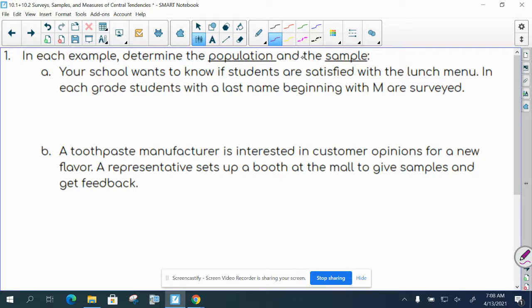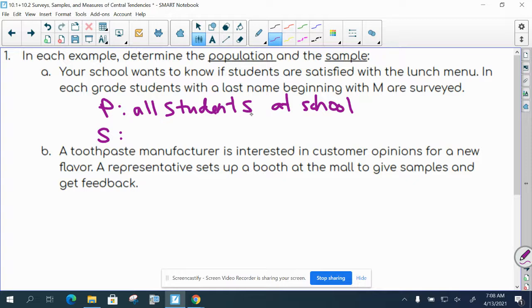So determine the population and the sample. Your school wants to know if students are satisfied with the lunch menu. In each grade, students with the last name of M are being surveyed. So the population is all the students at the school. All students at school. And your sample is just the people with the last name beginning with M. Last name M.